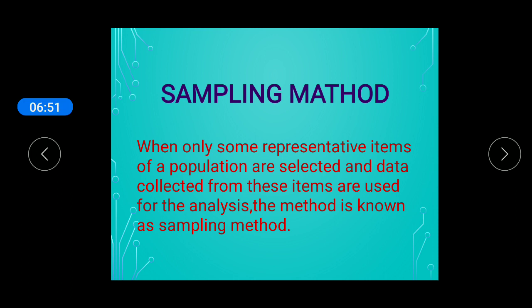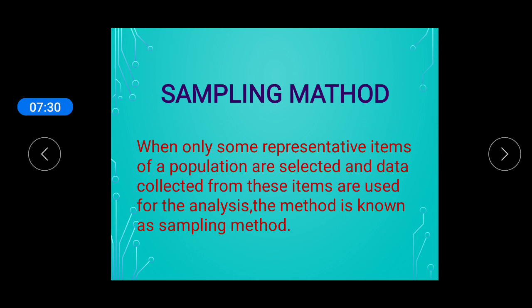Now, sampling method. Dear students, when only some representative items of a population are selected and data collected from these items are used for the analysis, the method is known as sampling method. In other words, we can say that when an investigator takes a small sample from the population which represents the whole population, and he collects the information from this small sample, then it is the sampling method.